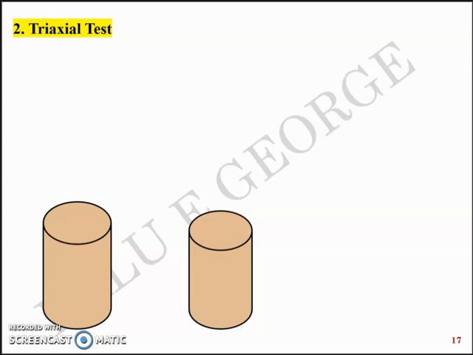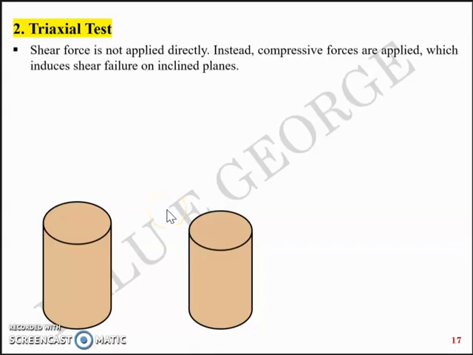Now the second test that we can depend on to arrive at C and phi, the shear strength parameters of soil, is a triaxial test. A triaxial test was designed considering the demerits of the direct shear test, and the shear force is not applied directly. Instead, the compressive forces are applied, which induces the shear failure on an inclined plane.